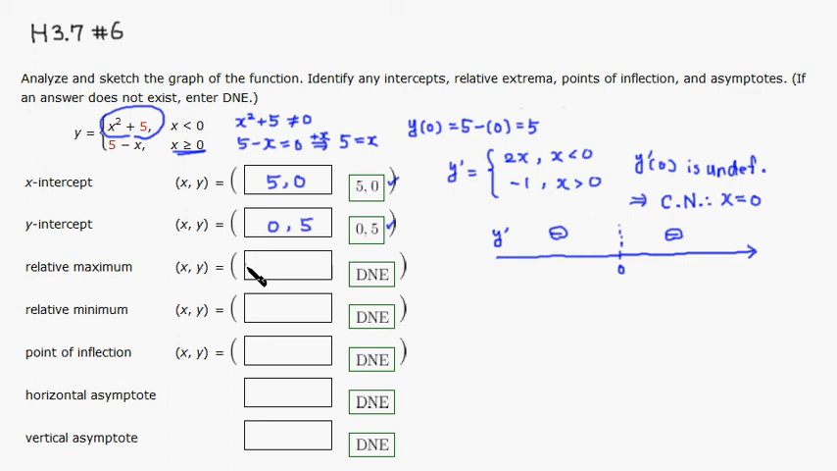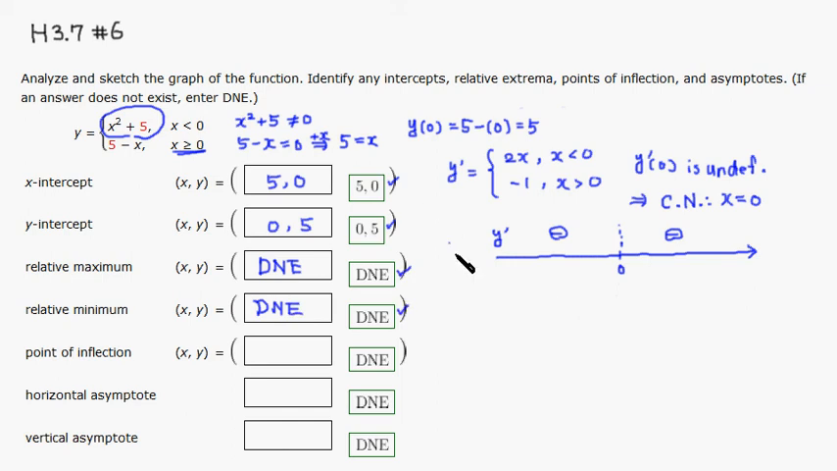So therefore, relative max and relative min do not exist. So we got those, right?